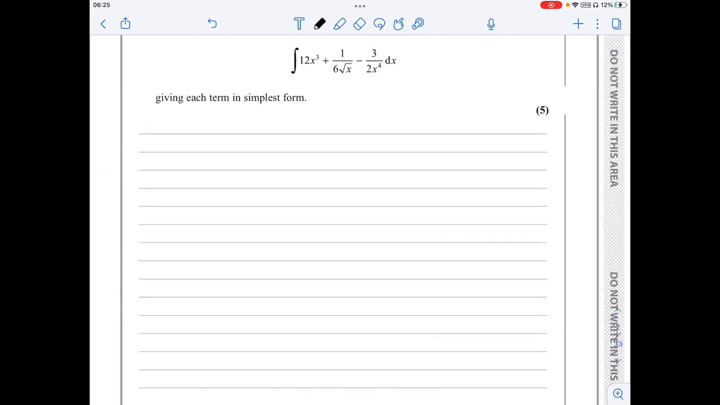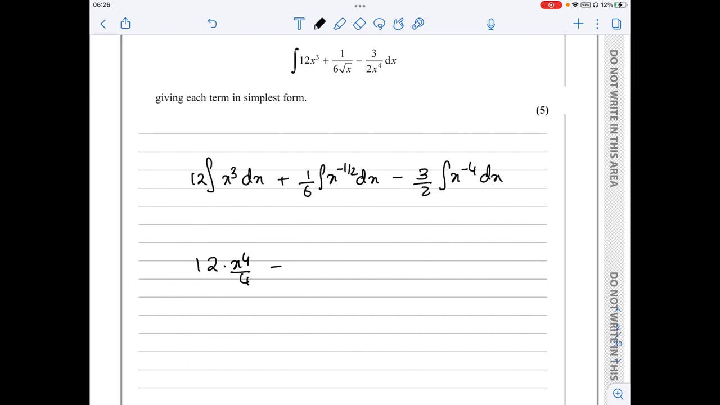So what am I going to do? I'm going to write the integral 12x cube dx plus 1 upon 6 integral of x power negative half dx, then minus 3 upon 2 integral of x power negative 4 dx. So it becomes 12 x power 4 upon 4 plus 1 upon 6 x power 1 upon 2 upon 1 upon 2 minus 3 upon 2 x power negative 3 upon negative 3 plus c.